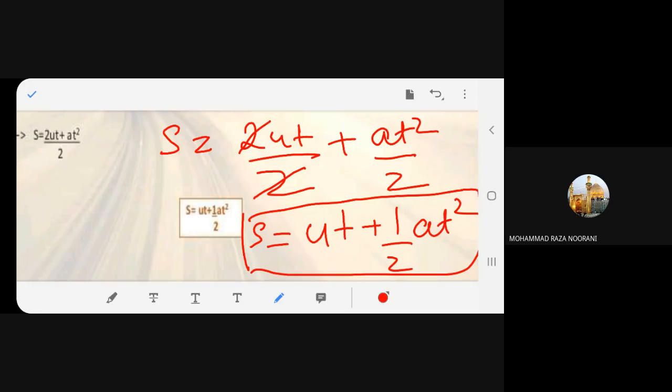Any problem? Any problem with it? This is the other way of getting to the second equation of motion. One we did with the graph, and here we did it just numerically, as a derivation. Any problem? Is it okay with you? Have you understood? Yes, ma'am.